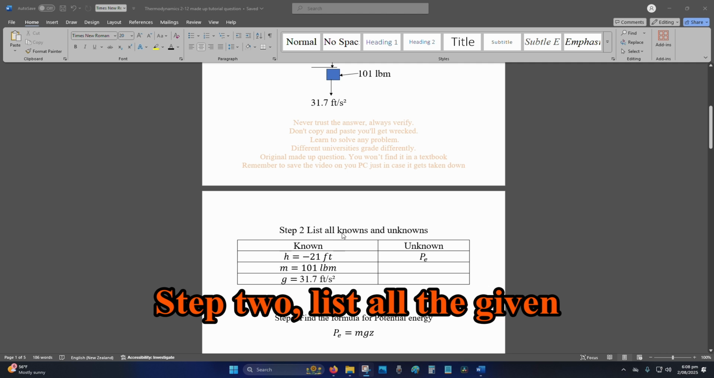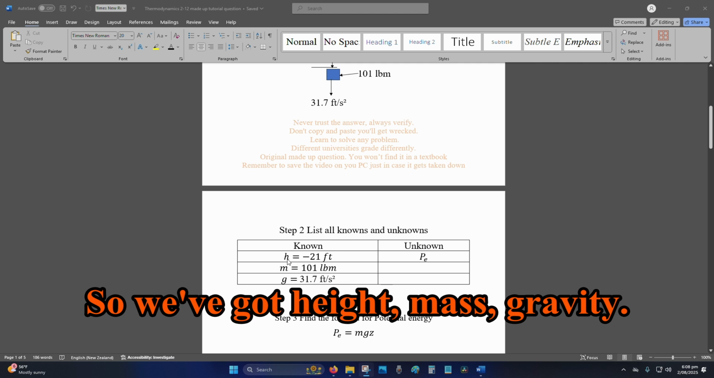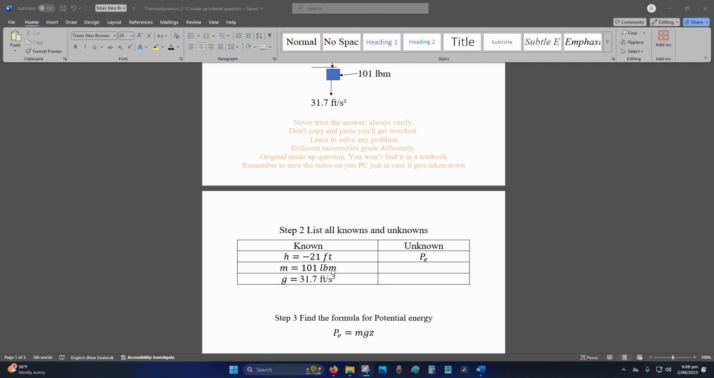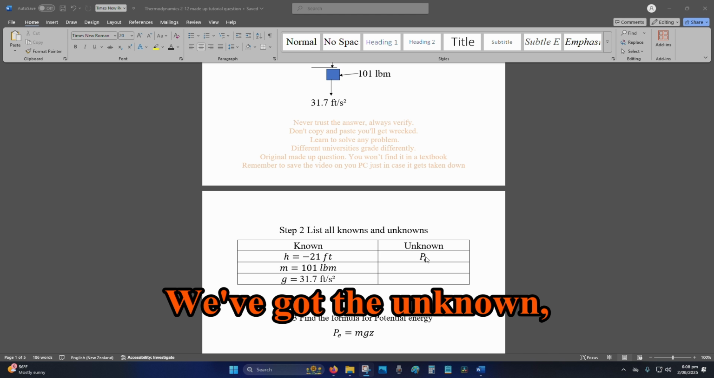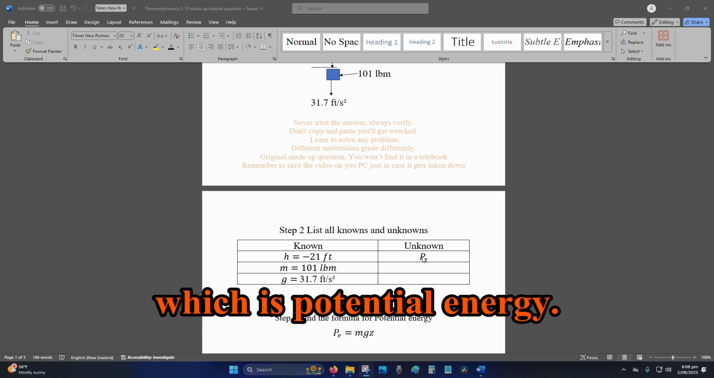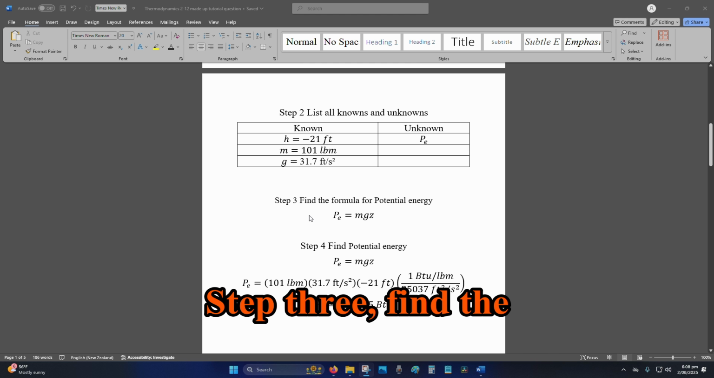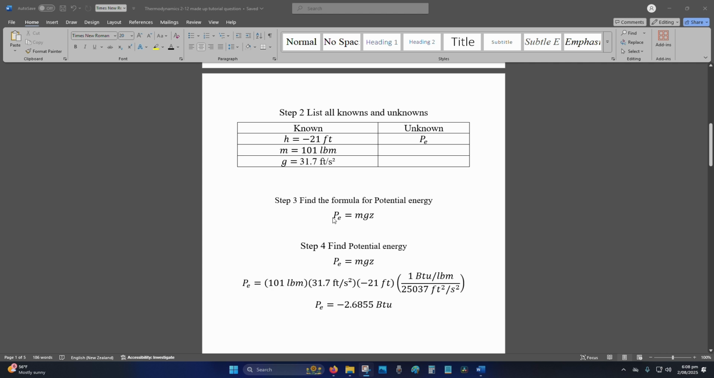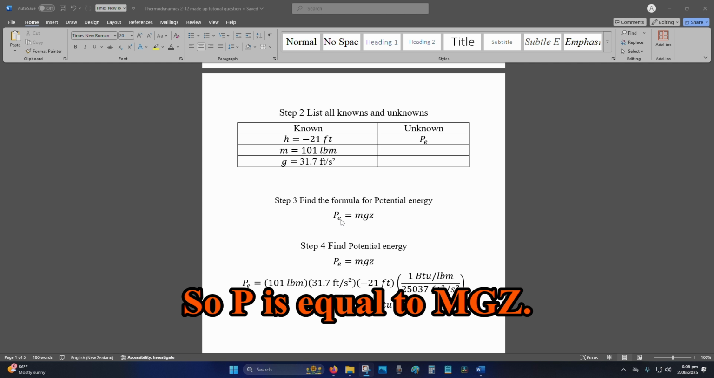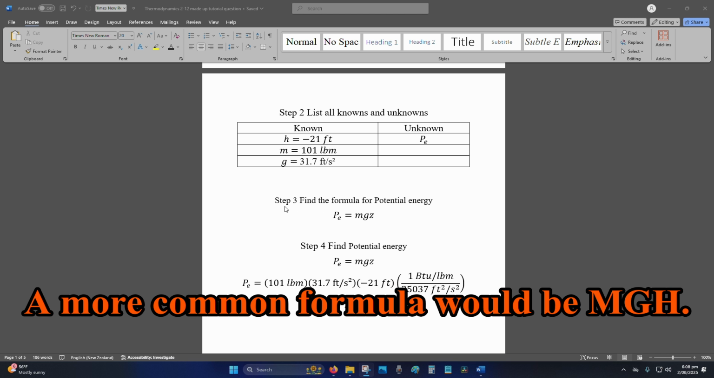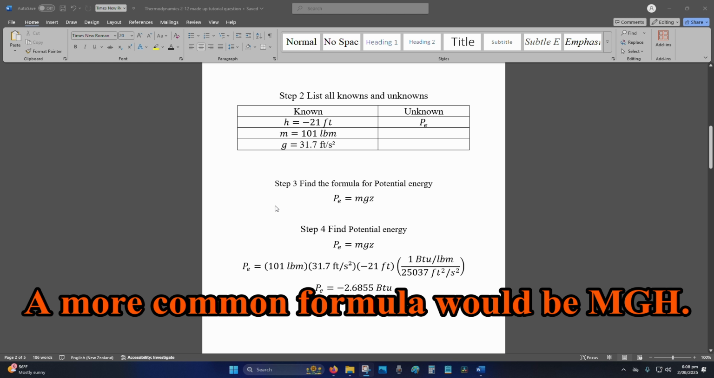Step 2, list all the given values and find the unknown. So we've got height, mass, gravity. We've got the unknown, which is potential energy. Step 3, find the formula for potential energy. So PE is equal to mgz. A more common formula would be mgh.